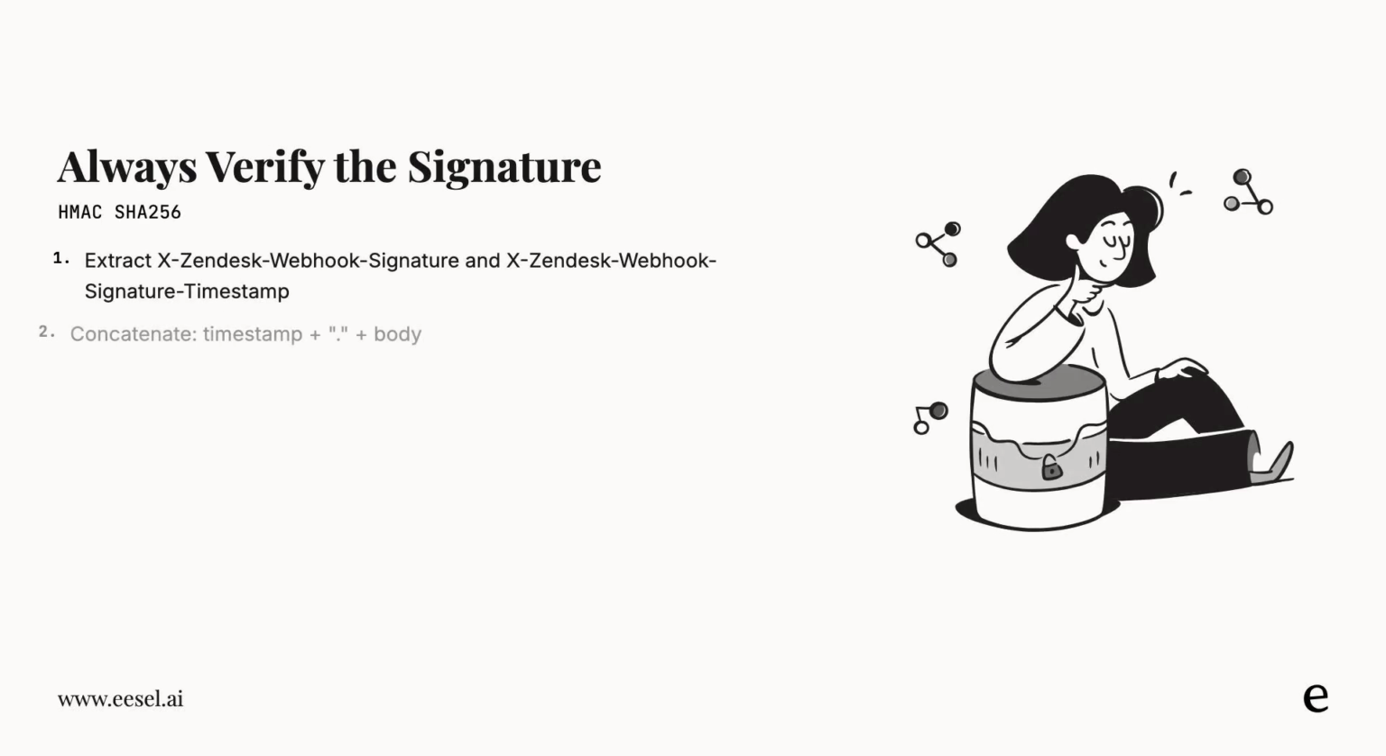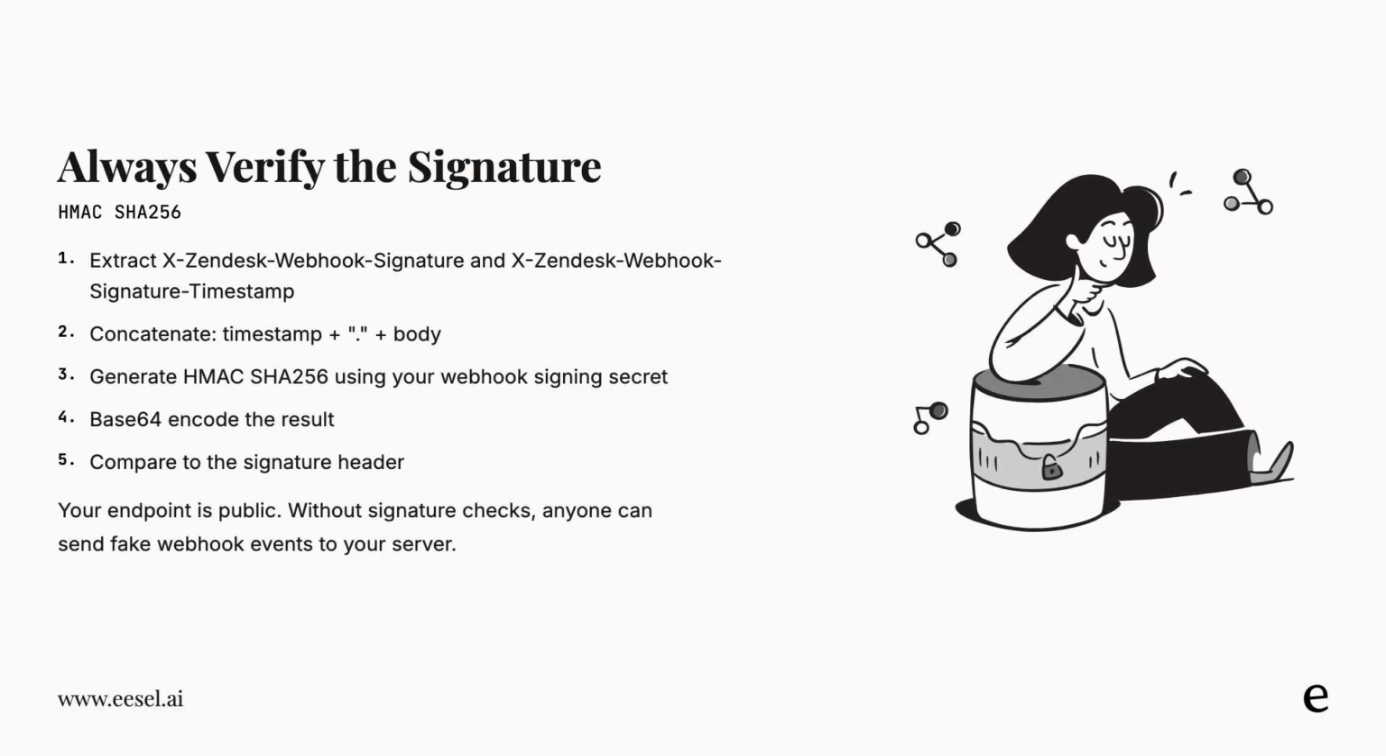Your endpoint is public, which means anyone can send POST requests to it. Always verify the HMAC SHA-256 signature. Extract the timestamp and signature headers. Concatenate timestamp plus body. Generate the HMAC using your signing secret. Base64 encode it, and compare it to the header. Skipping this step is a security risk.